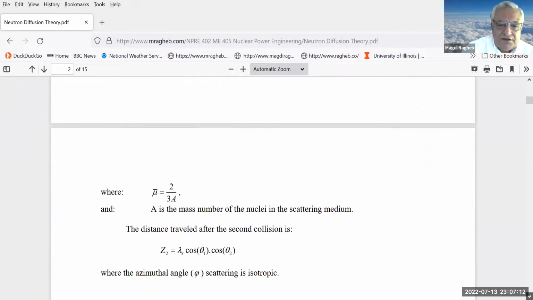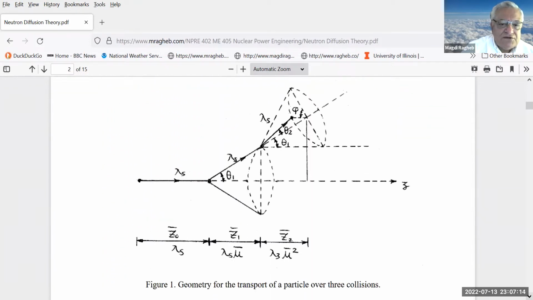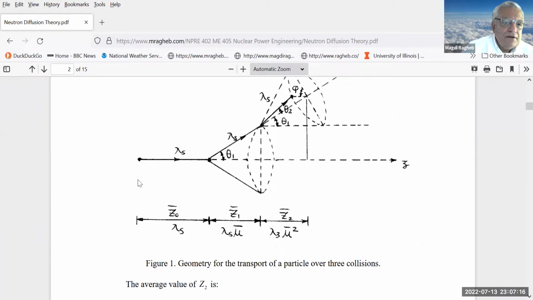The idea here is to describe how a neutron interacts with the nucleus, scatters off the nucleus with an angle of scattering θ1, and moves a given distance lambda sub s. So that would be the mean free path for scattering. And then it doesn't just interact with one single nucleus, it interacts with a second nucleus, and so on, so on.